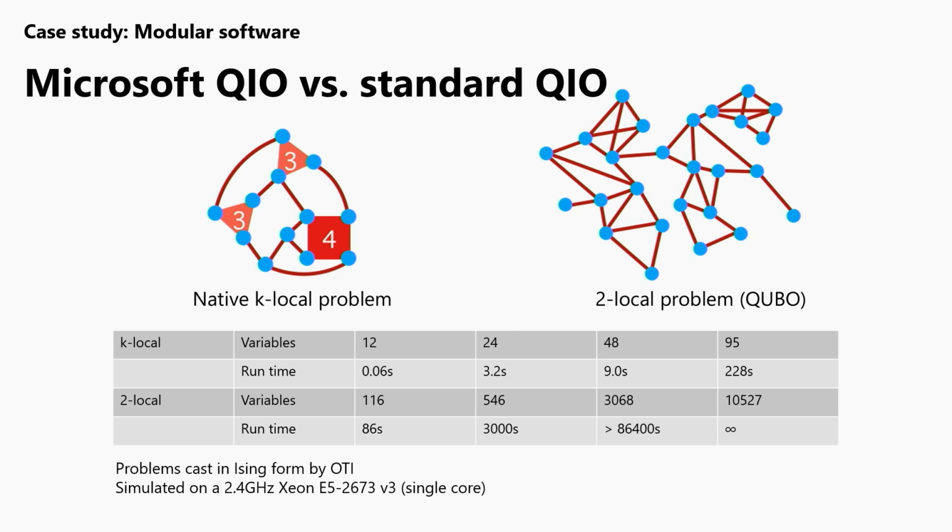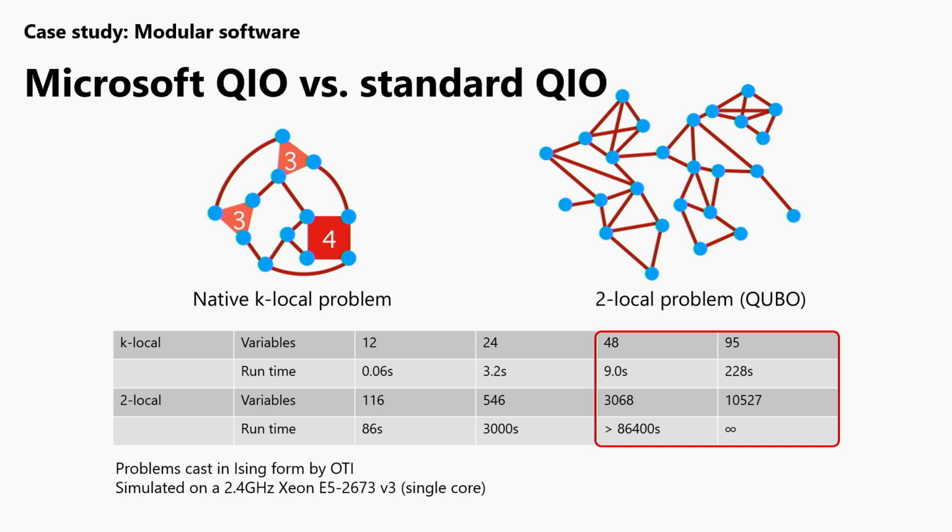The native problem, however, on the left-hand side, as you can see, can have higher order terms. 3 people holding hands, 4 people holding hands, and so on and so forth. And so what we can do is, instead of having to look at the two-local problem, we can just look at the k-local problem. Now, for the sake of time, let me show you what happens. If you look at the k-local problem with 48 variables, this turns into a two-local problem with 3,000 variables. And if you look at the one with 95, you get something with over 10,000 variables.